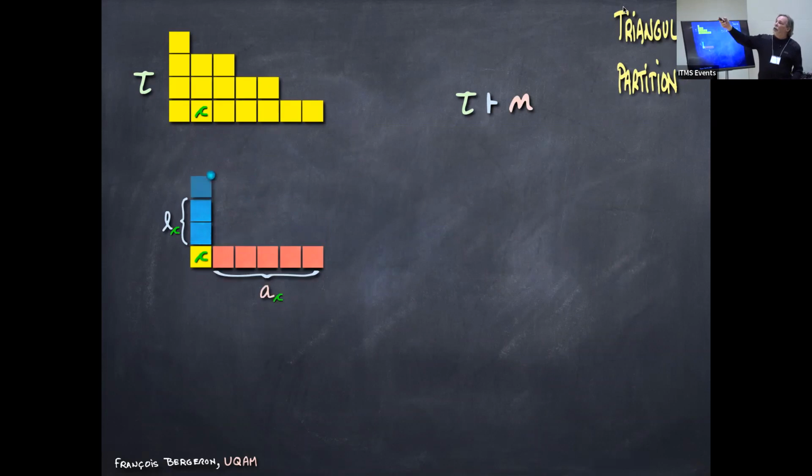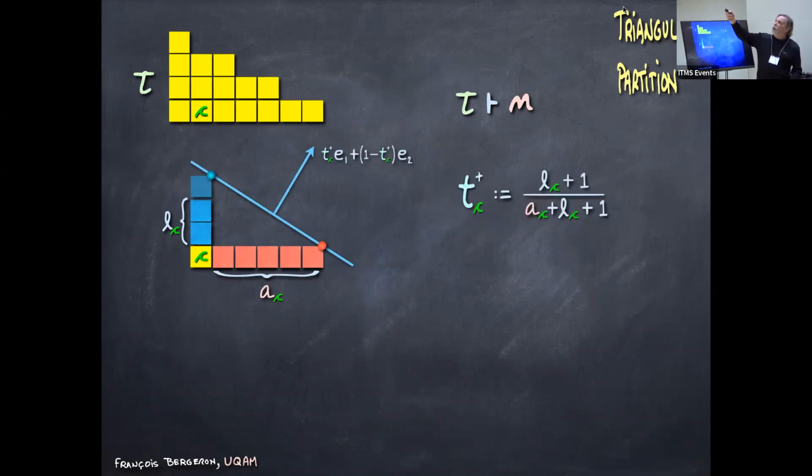And I'm going to look at the line in blue. So what I've done here is I've added a cell above the hook, look at this blue point over here, and join it with the end of the arm. And so you get a blue slope like this. And for this blue line, I'm going to compute one number.